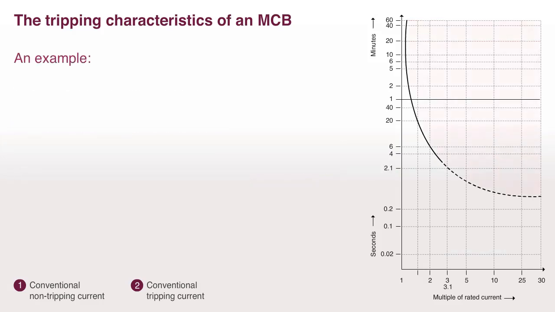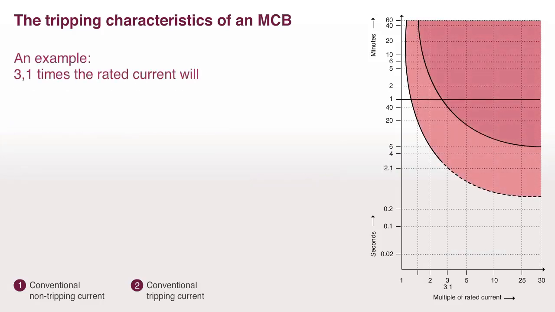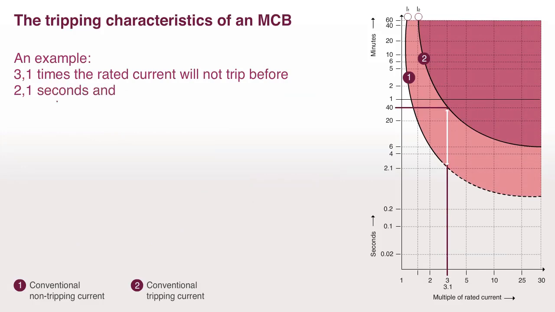An example: 3.1 times the rated current will not trip before 2.1 seconds, and the latest trip will occur after 40 seconds.